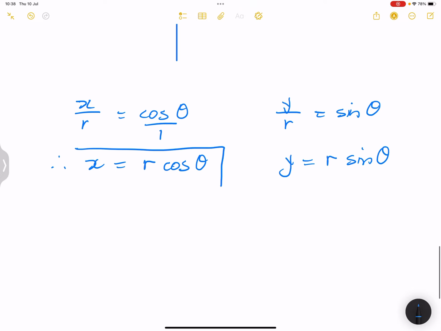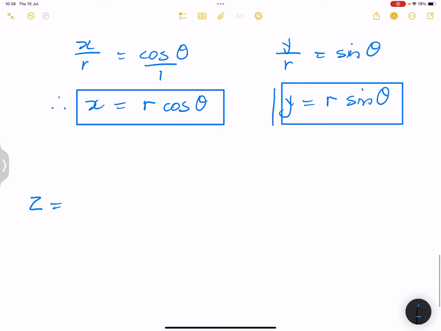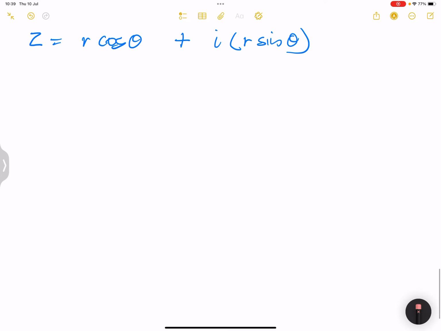So now I can rewrite. If I'm given the modulus as well as the argument, I can write down my complex numbers. We're going to delve into that. So that means z would be equal to r cos theta plus i times r sin theta. That is how we can write it down using the argument as well as the modulus. Now, I want us to take a couple of exercises. So let's take an exercise.